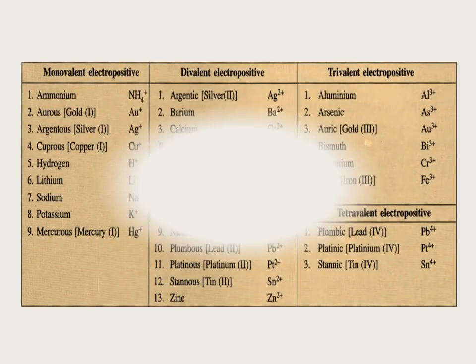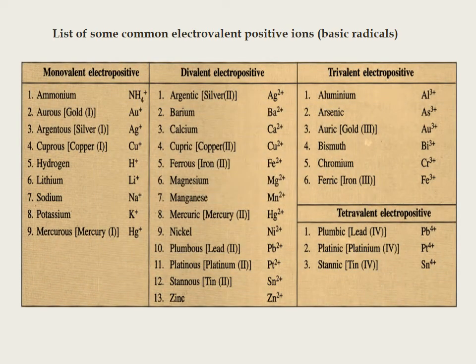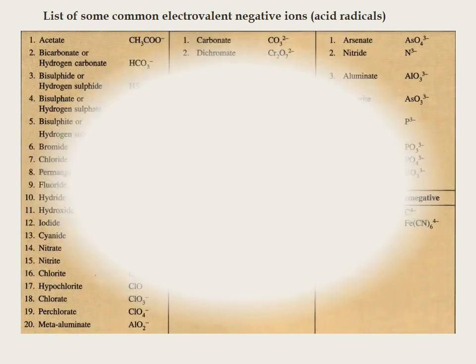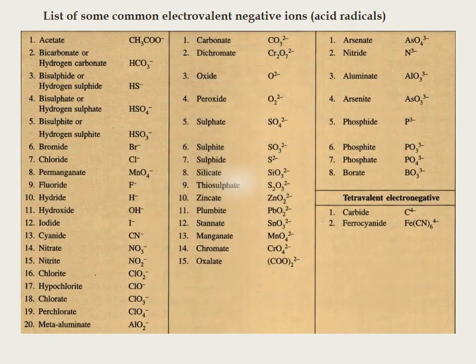In this slide, we see a table with a list of some common electrovalent positive ions, that is basic radicals. This slide contains a table with a list of some common electrovalent negative ions, that is acid radicals.